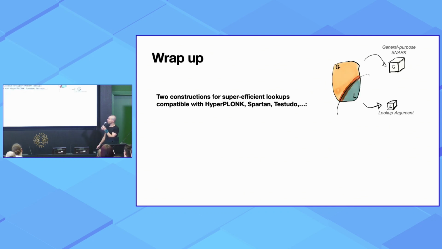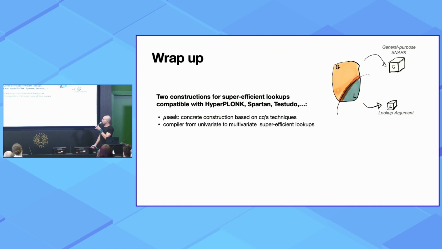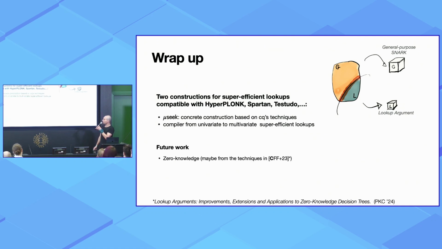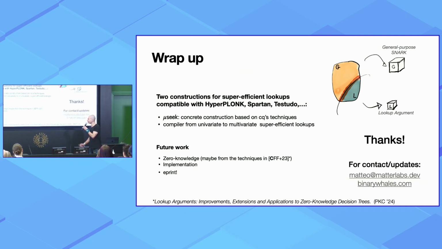Wrapping up: two constructions for super efficient lookups compatible with multivariate proof systems. We saw two concrete constructions and the compiler. What's next? One thing you could ask: can you put zero knowledge here? Yes. One possibility is probably extending some zero-knowledge techniques for CQ from this recent paper at PKC. Then we're working on implementation, and last but not least, ePrint. Thank you.